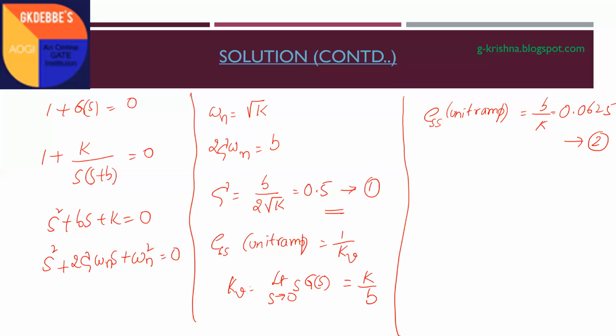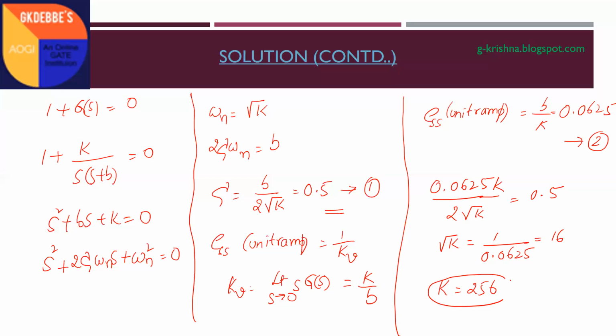The value of b from the second equation is 0.0625 K. Substitute the second equation into the first equation. What we get is 0.0625 K divided by 2 root K equals 1/2, or 0.5. From here, root K is 1 / 0.0625, which we get as 16. From here, K is 16 squared, which is 256.